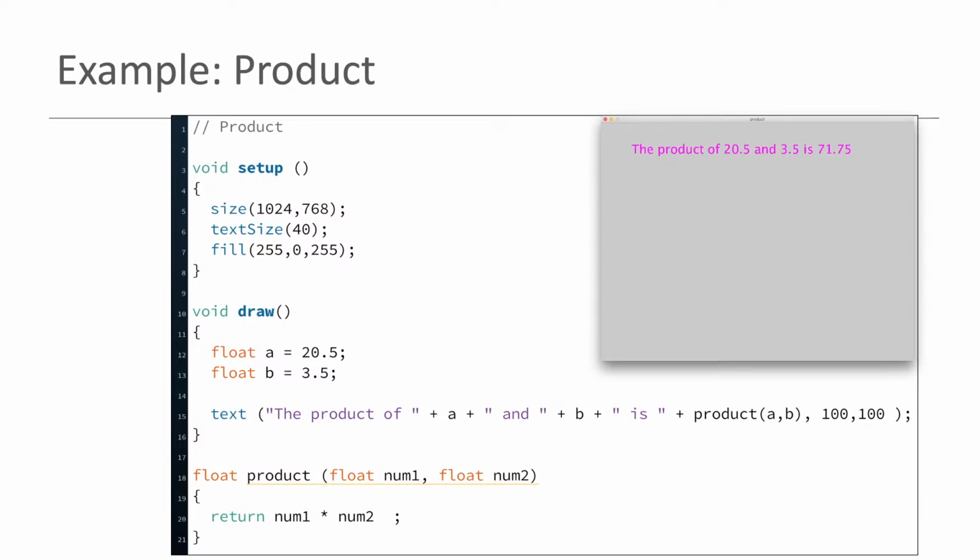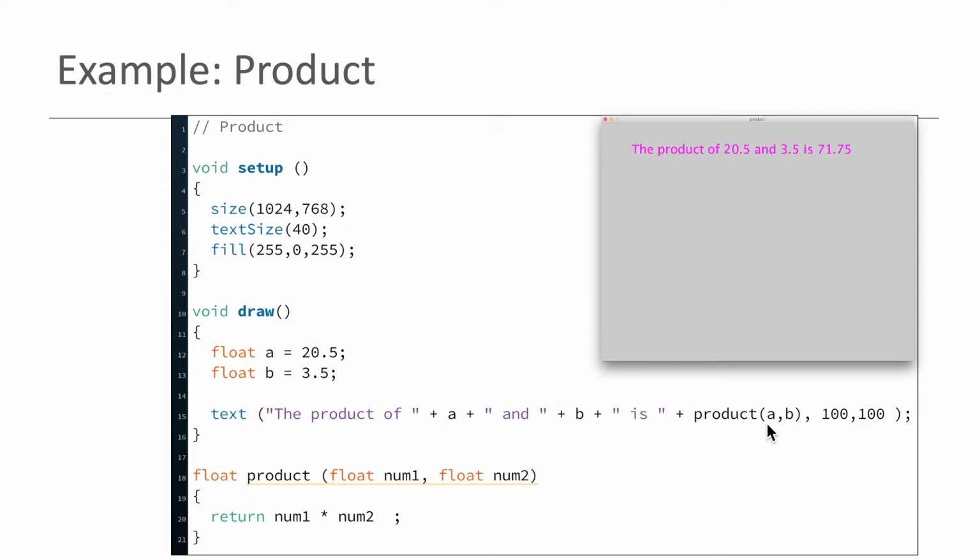Here's product. So again, as in the previous example, we have a setup, setting the size, text size, and fill. And then in the draw method, we're going to again output to the screen. This time we're working with floats. So we have A and B, and we're outputting A. The product of A and B is, and then call the method product. Now, product is just multiplying one number by the other number.